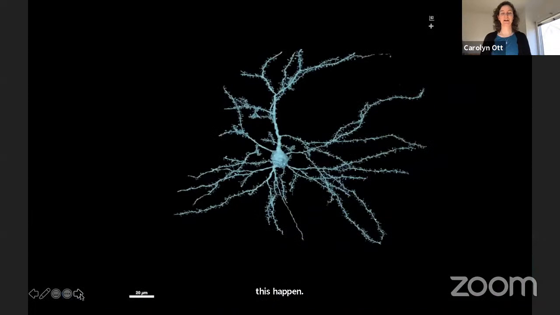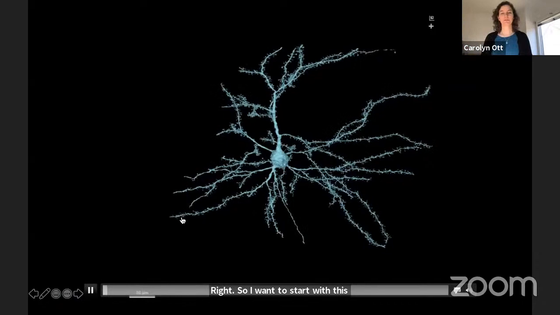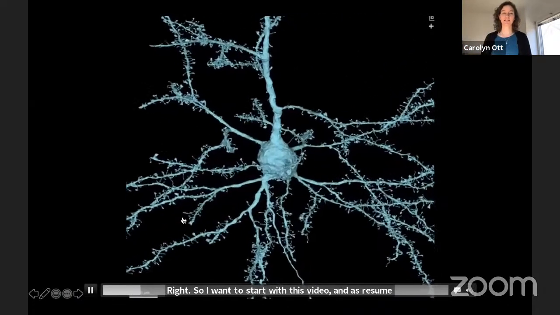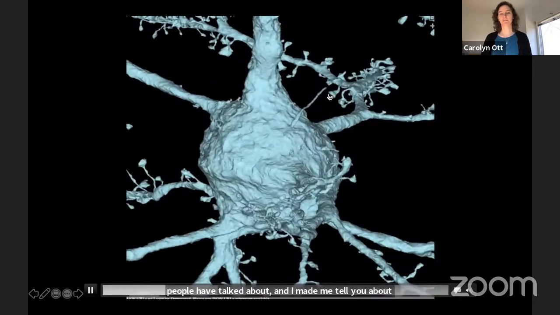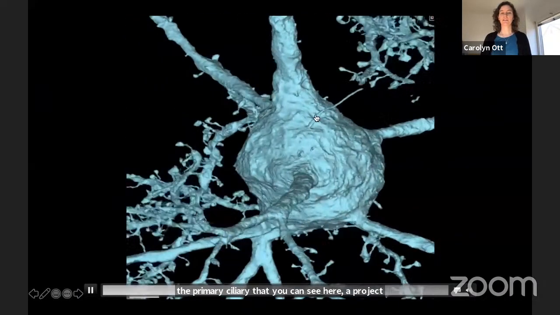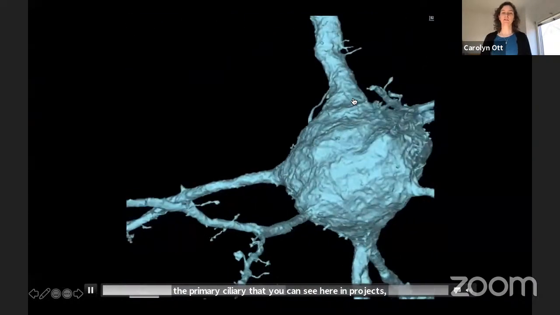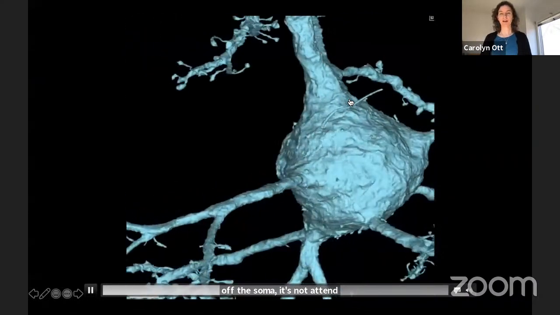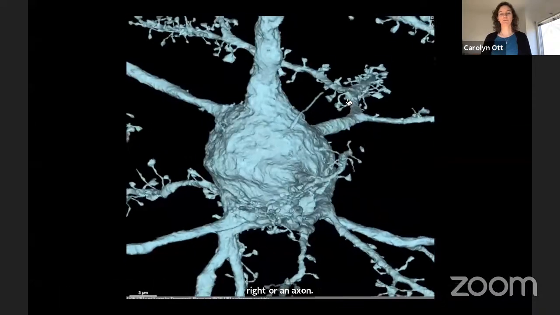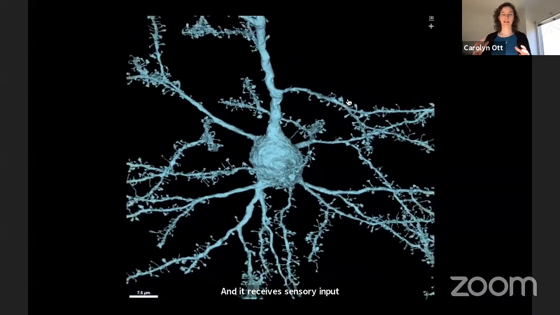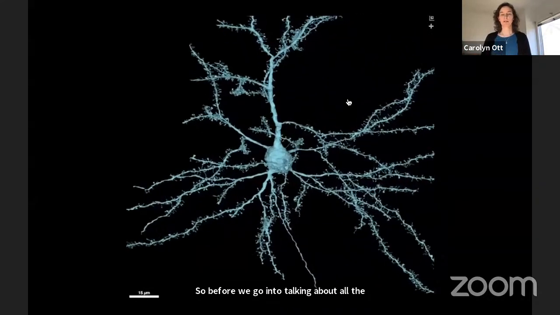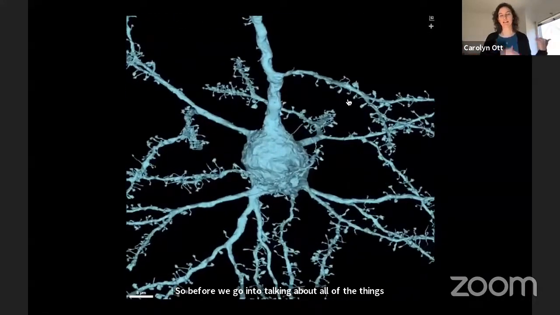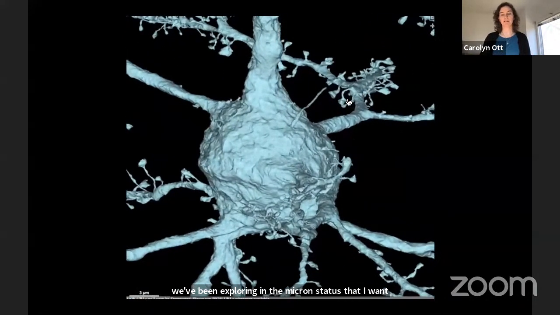All right. So I want to start with this video. As we zoom in, you can see the axons and the dendrites that other people have talked about. I'm going to be telling you about the primary cilium, which you can see here. It projects off the soma. It's not a dendrite or an axon, and it receives sensory input from outside of the cell. So before we go into talking about all of the things we've been exploring in the Microns data set, I want to take a step back and introduce the primary cilium.